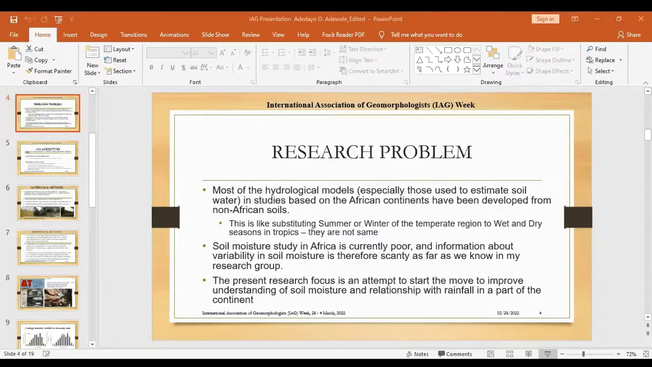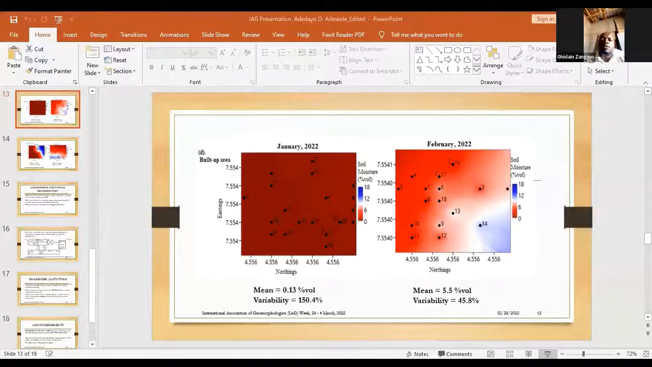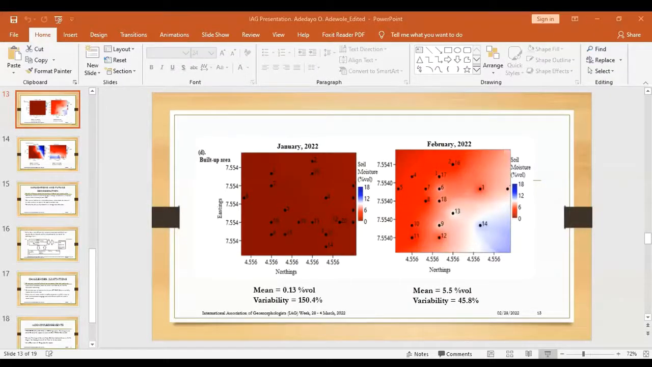Adedayo, please. Yes. The slides stop moving again. Okay, can you see my slide now, sir? Yes, we are seeing your slide. Yes. Okay, sir. I'm sorry for the inconvenience.